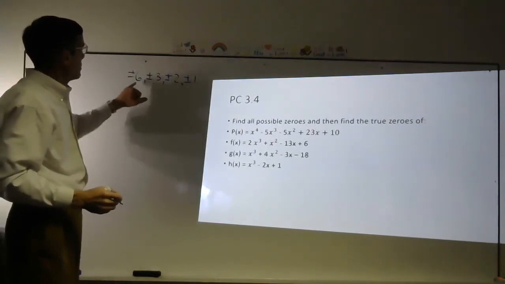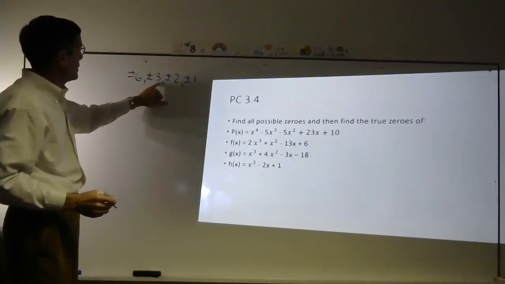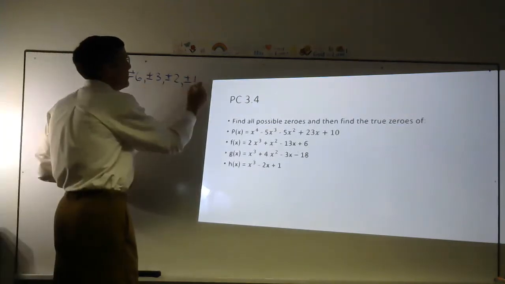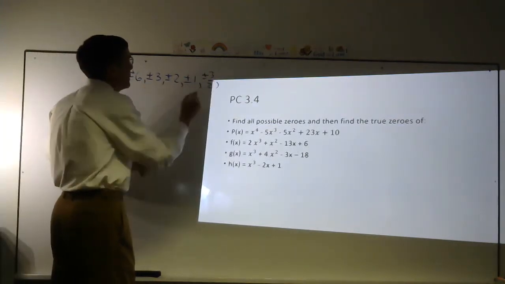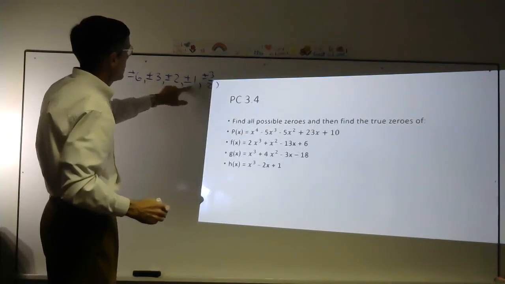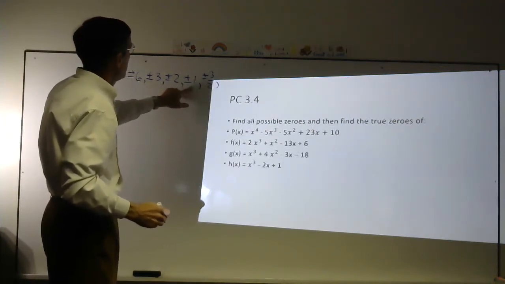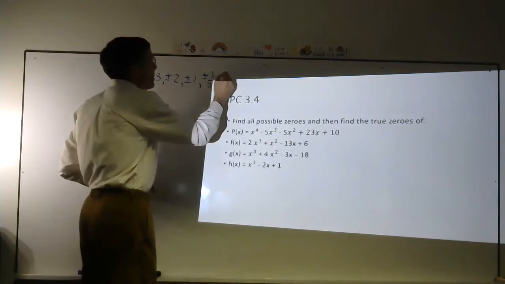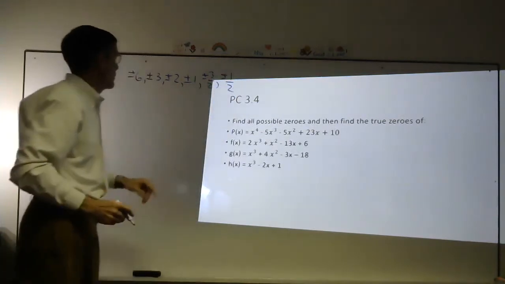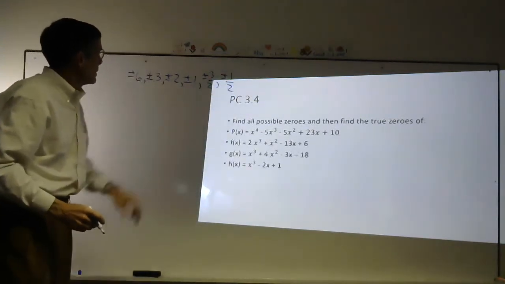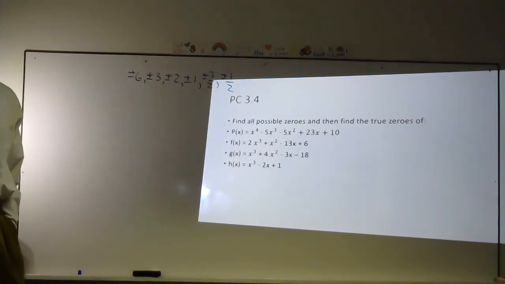Okay? If I put them all over 2, I'm going to get 3 here. Put this one over 2 would be plus or minus 3 halves. Put this one over 2, I'll get just 1, okay? And put that over 2 is plus or minus 1 half. So there's quite a few. What about 12 possible zeros?